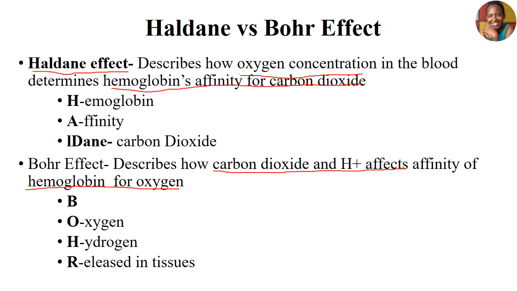But what effects does the oxygen dissociation curve bring? It brings two effects. One is known as the Haldane effect and the other is known as the Bohr effect. These two effects are reflecting again how the concentration of oxygen in our blood will affect the affinity for either carbon dioxide or oxygen. The Haldane effect is said to describe how oxygen concentration in the blood will determine the hemoglobin affinity for carbon dioxide.